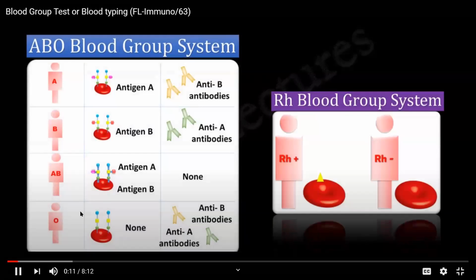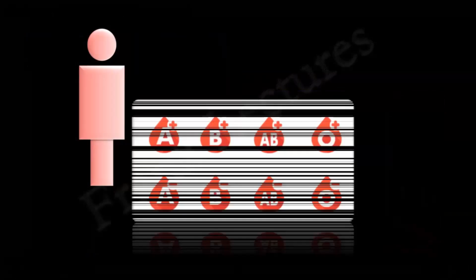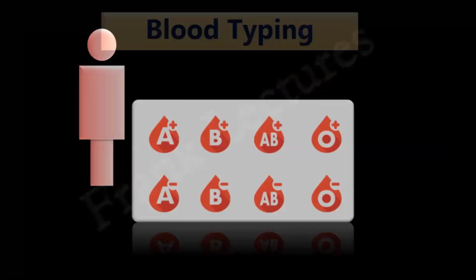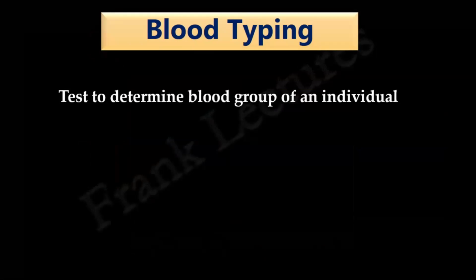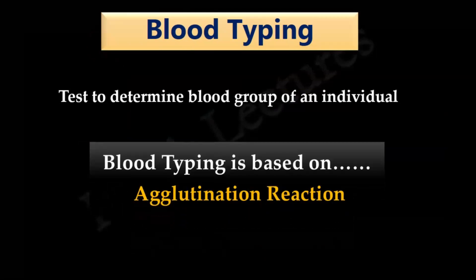We have discussed the ABO blood group system and RH blood group system in previous video lectures. We also saw that on the basis of these two blood group systems, humans have 8 blood types. In today's video lecture, we will explain blood typing or blood group test. Blood typing refers to the test to determine the blood group of a person. This test is based on agglutination reaction.